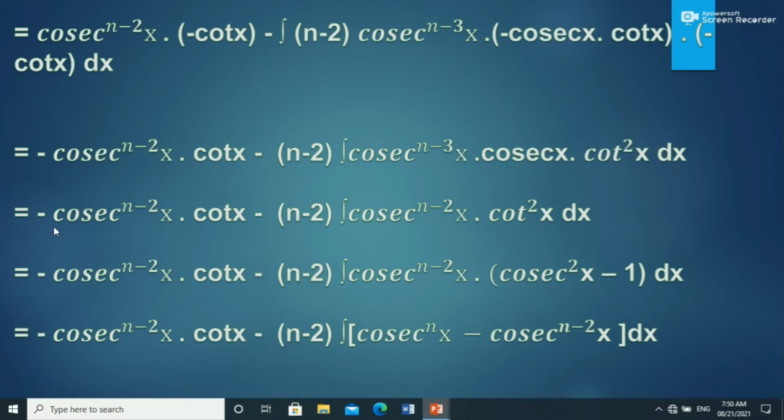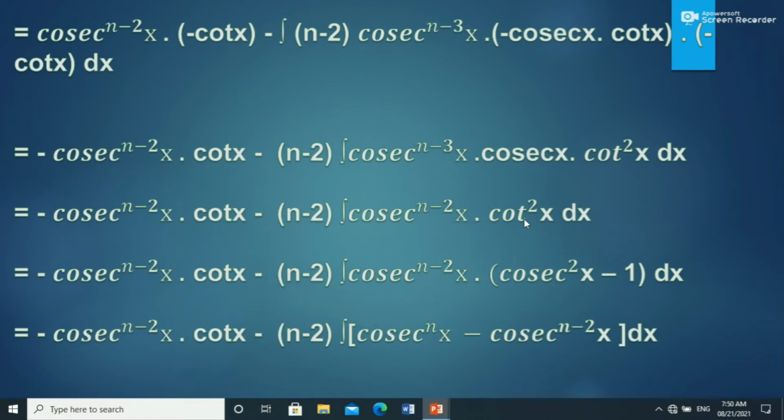Here minus cosec x and minus cot x give plus, therefore cot x into cot x is cot square x. Then minus cosec^(n-2) x cot x minus (n minus 2) into the integral of cosec^(n-3) x into cosec x; that means n minus 3 plus 1 is n minus 2, therefore the index is n minus 2. The integral of cosec^(n-2) x cot square x dx.